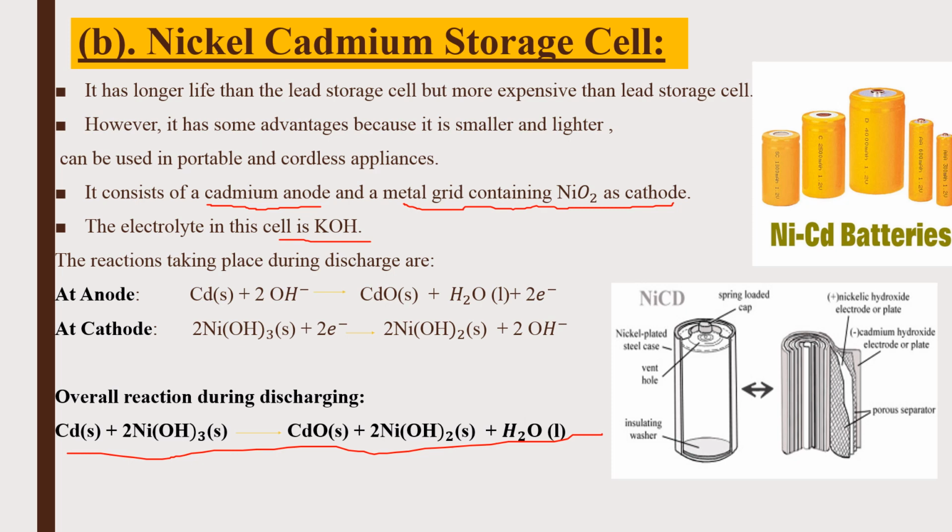For charging of the nickel cadmium storage cell, the reaction can be reversed, as on charging we have to provide electrical energy and that electrical energy will get converted into chemical energy. So all the electrode reactions get reversed when the cell is in the charging process. So that's all for today about storage cells, primary cells and secondary cells.